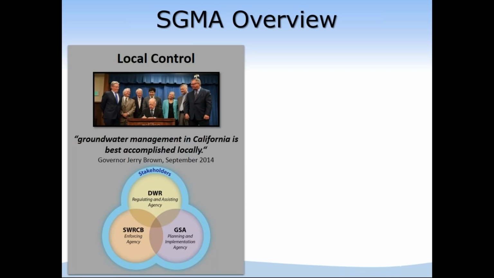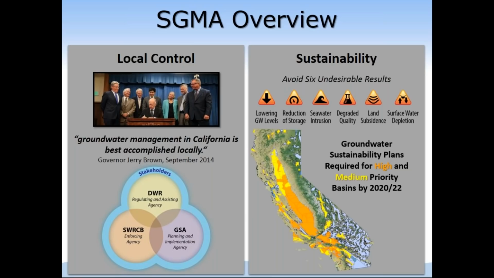And if that occurs, then the State Board can step in and work with the GSAs in that basin to get back on track to sustainability. And throughout each of the different phases of SGMA, there are many requirements and opportunities for stakeholders to be involved in this process. The other fundamental principle of SGMA is sustainability.